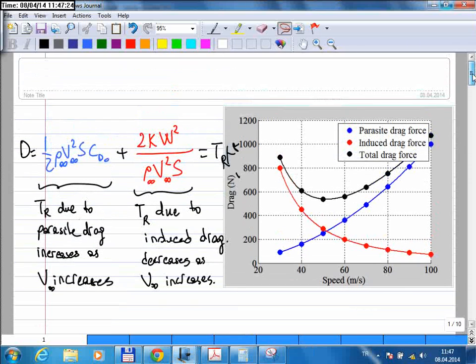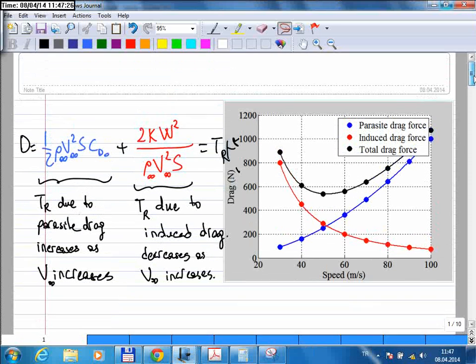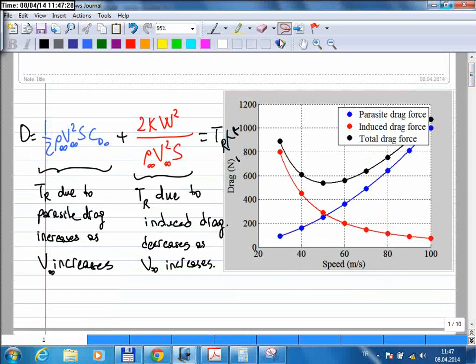Okay, so let's take a look at this graph again. This black curve is the drag, how the drag force changes for a steady level flight condition as a function of flight speed, and that is the graph of this equation you see here.